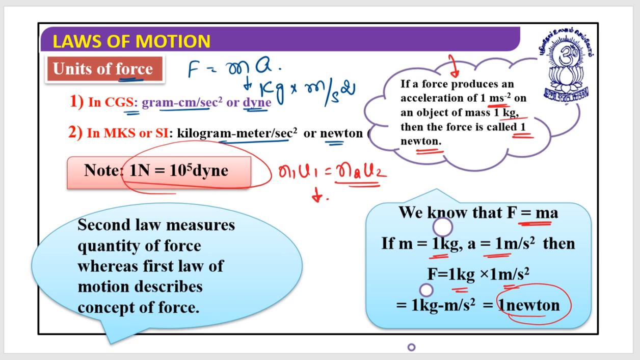So as of now, we know the second law, we know the first law. From this we can conclude that the second law measures the quantity of force. That means the value of a force, or how much force is being applied. Whereas the first law just describes the concept of force, how force could behave or what a force can do. Is it clear?